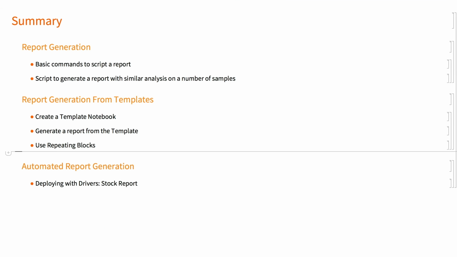In summary, we looked at various options for creating reports. We looked at basic commands to script a report and generate it repeatedly for different data. We also looked at creating report template notebooks, simple ones and ones with repeating blocks, and using them automatically to generate reports. Finally, we looked at deploying drivers to the cloud that would trigger automatic report generation and delivery.